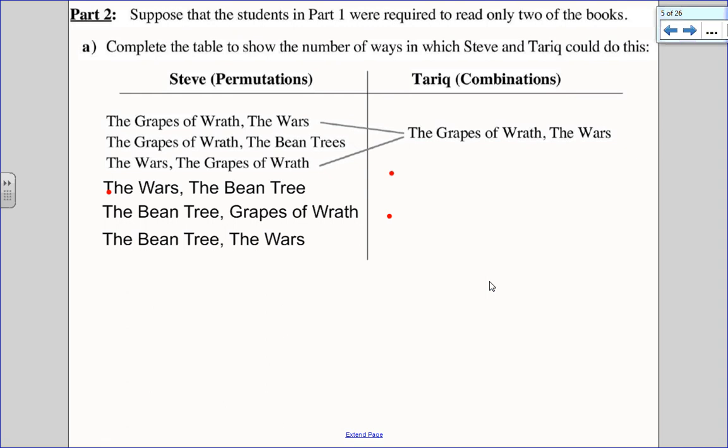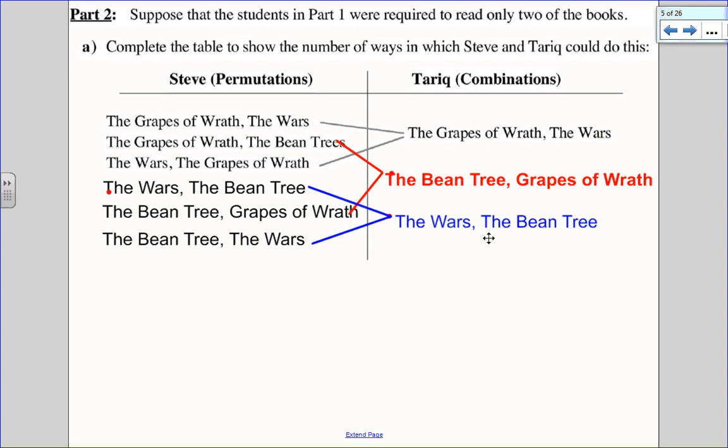Now Tariq was allowed to have all of his books at the same time. So him reading Grapes of Wrath and Wars, and The Wars and Grapes of Wrath, for him it's just that he's reading the Grapes of Wrath and then he's reading The Wars. So those 2 are the same idea. Same thing with these, because he has all his books, so he's just reading 2 books. So here, Bean Trees and Grapes of Wrath would be the exact same. It would be a doubling up. So it's kind of like permutations with repetition. Okay, and then this one here, The Wars and The Bean Trees, is also the same.